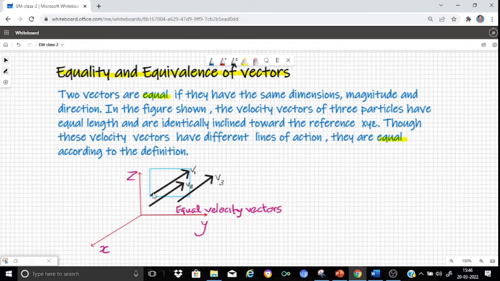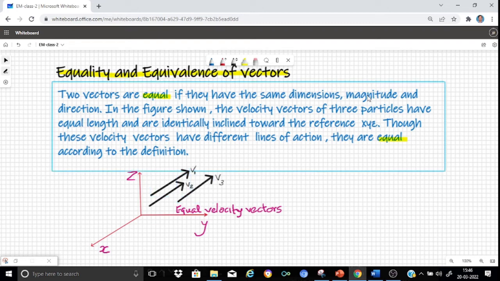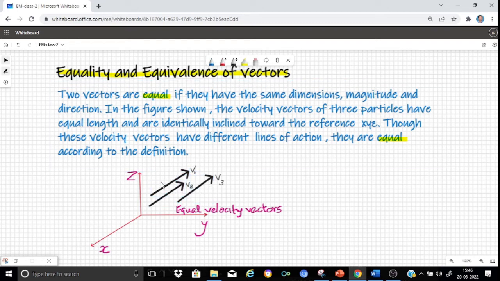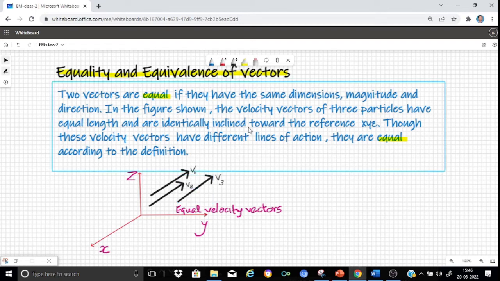And here, as you can see, the length of the arrow of each of these vectors is the same. That means they have the same magnitude. And here again, you can see that the velocity vectors are parallel to each other. What does it mean? It means that the vectors v1, v2, and v3, which represent the velocity of the three particles, are equal vectors.